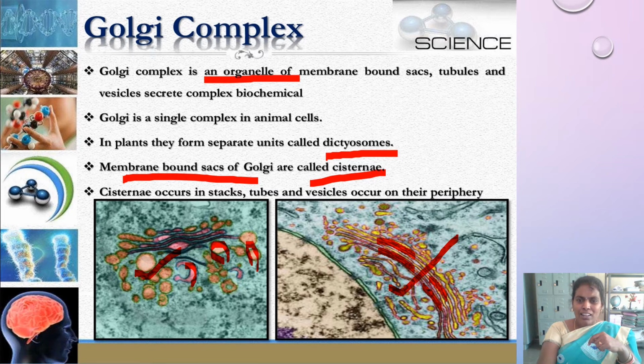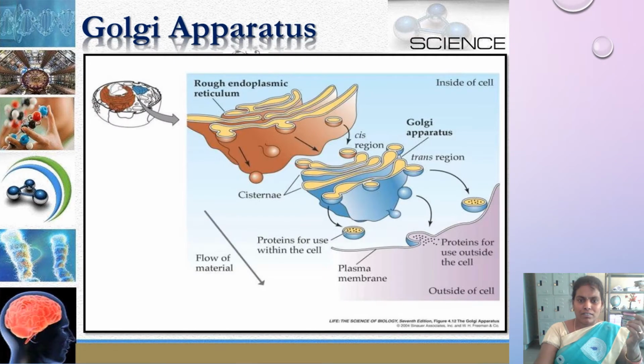Every cell organelle is surrounded by one membrane, I told you. Here, this stalk-like structure which contains a membrane is called cisternae. Cisternae occur in stalks, and tubes and vesicles occur on their periphery. See the structure of the Golgi apparatus here. These blue colored structures are the Golgi complex. These are called cisternae, long strand-like structures.